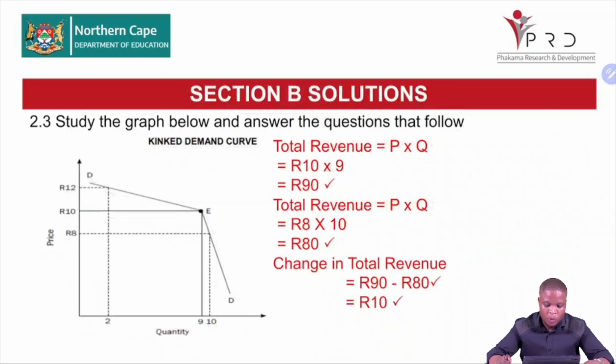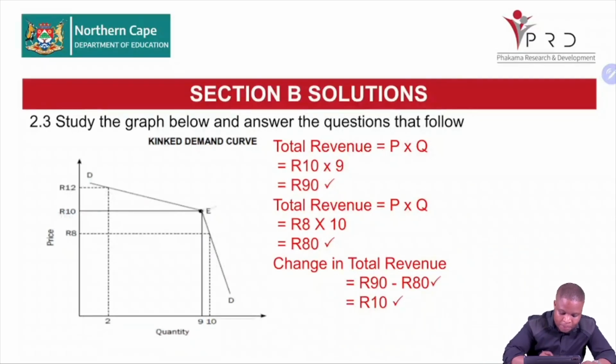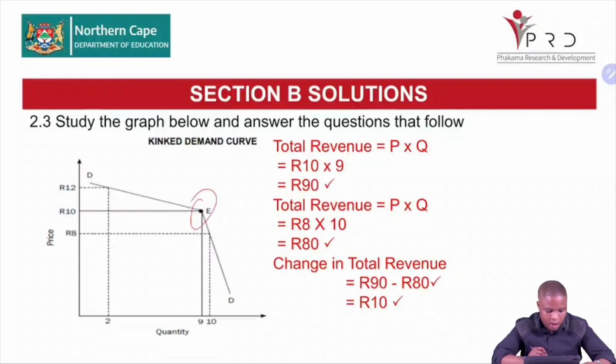Right, so this one we are going to prove that if an oligopoly decides to decrease price, there will be a situation that happens there. They will lose revenue. What will happen to their revenue? They will lose revenue. So look at 10 rand. This is the price where it kinks. This is the price that oligopoly must charge, right?